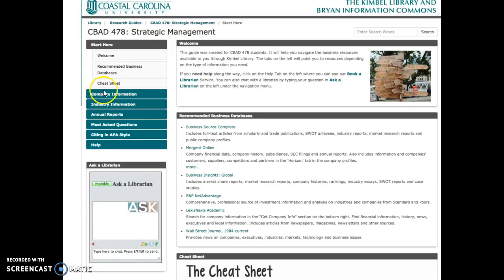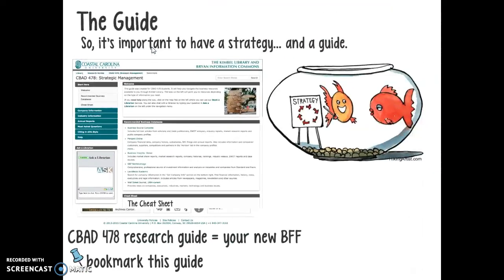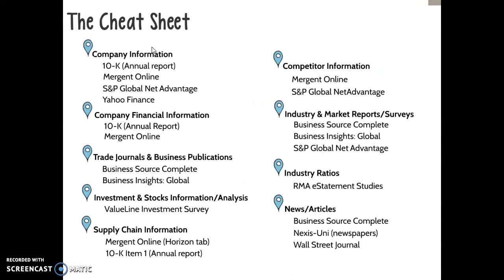When you select CBAD 478, you will be brought to this page here. Now, this page, as you see, we have tabs for company information, industry information, annual reports, most asked questions, those various types of things. But I also want you to be familiar with this little cheat sheet down here. So I'm going to zoom out just a little bit. And this is the cheat sheet.